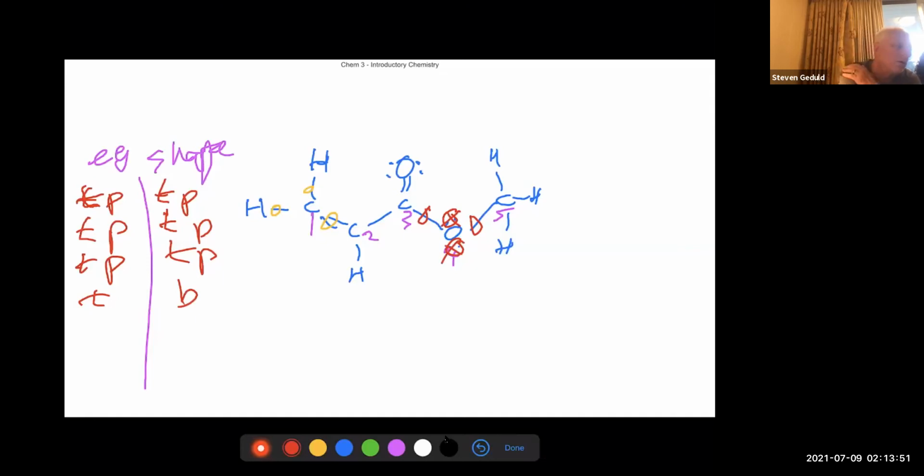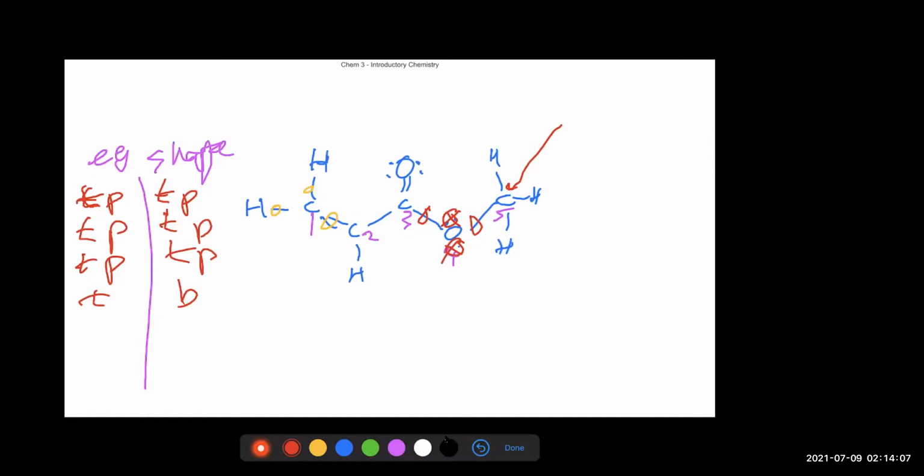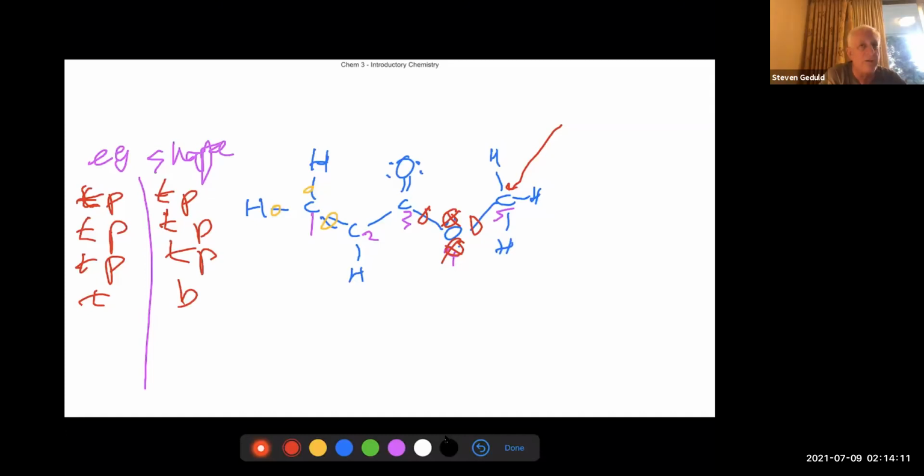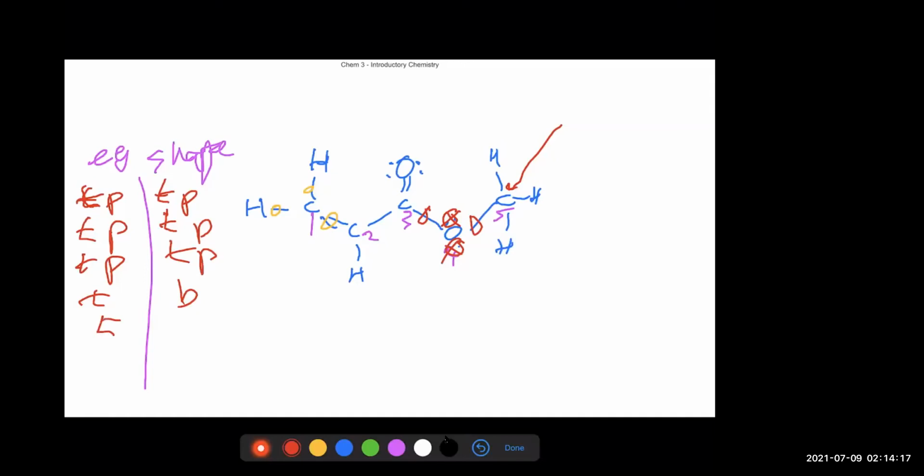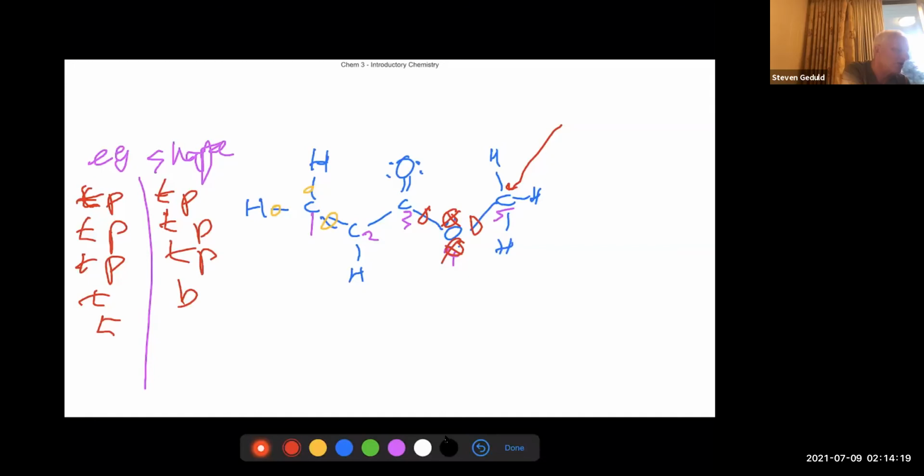And one more. On that carbon, how many negative groups are there bonded to it? Would it be 4? Yeah. So what's the electron geometry for 4 bonds? Tetrahedral, perfect. And what's the shape?